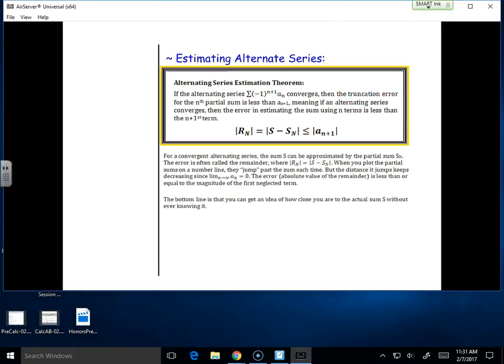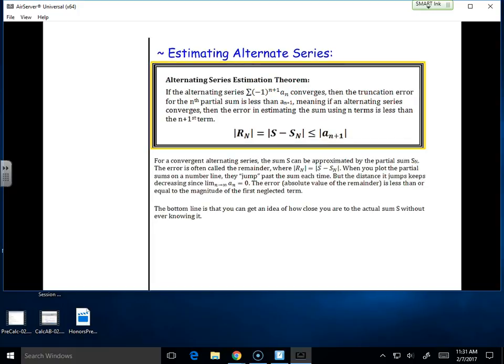So let's move on past testing alternating series for convergence and divergence, and let's talk about the last big idea of section 9.5. The last big idea, and it is an important one. It's an AP important one. Estimating alternating series, right?